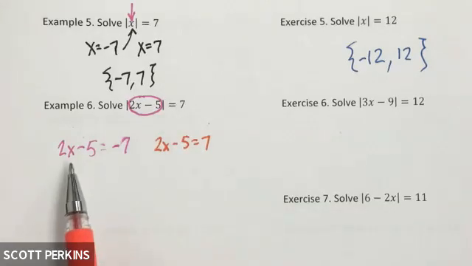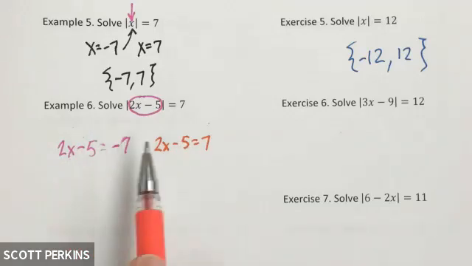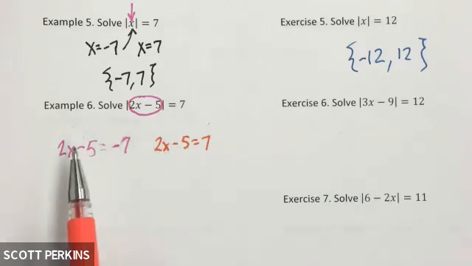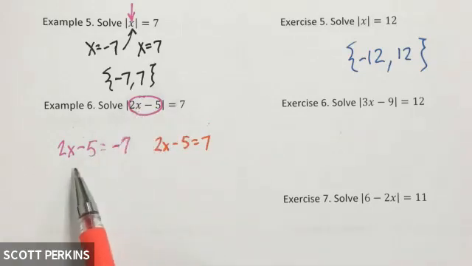So notice, did I do anything to the expression on the left? Did I do anything to the thing that was inside the absolute value bars? Did I change any signs on it? That's always the temptation students have, to say, oh, I'm taking absolute value, let's make this 2x plus 5. Okay, that's wrong. Please do not do that.